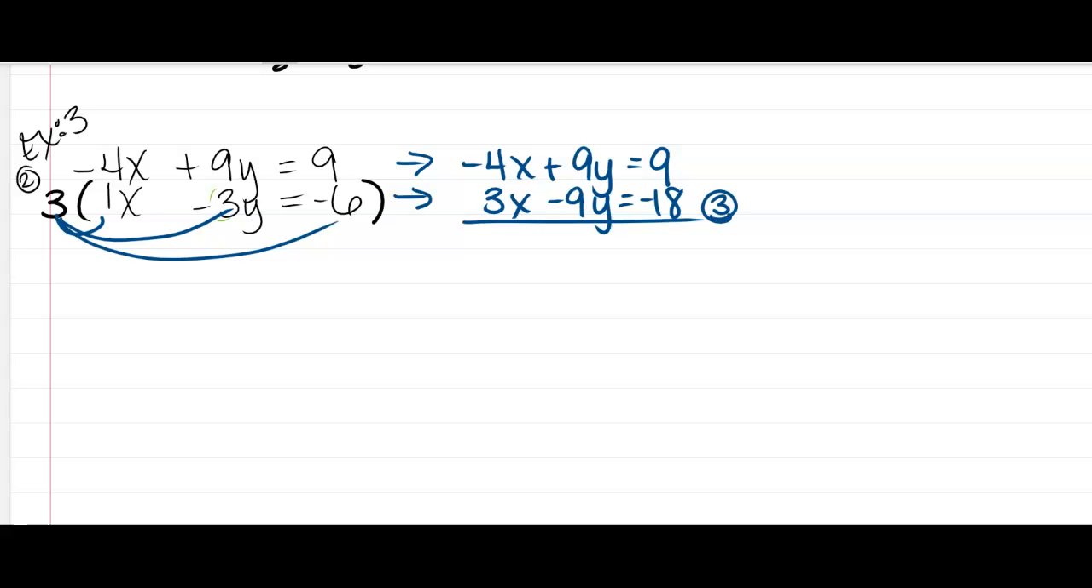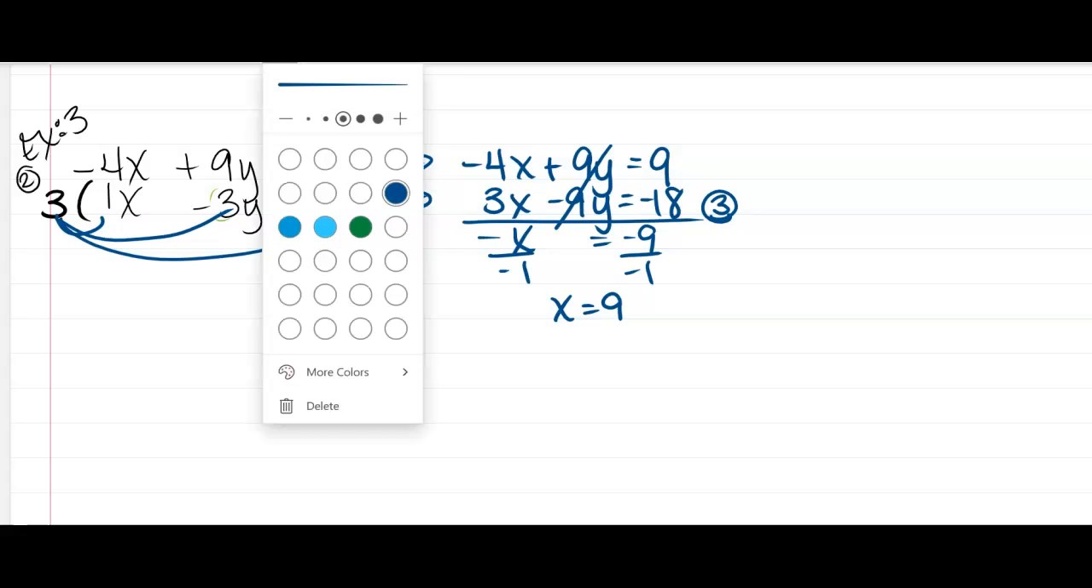This is our step 3. Add vertically. Negative 4x plus x is negative x. These cancel. 9 plus negative 18 is negative 9. And then we're going to divide by negative 1. And x is equal to 9.